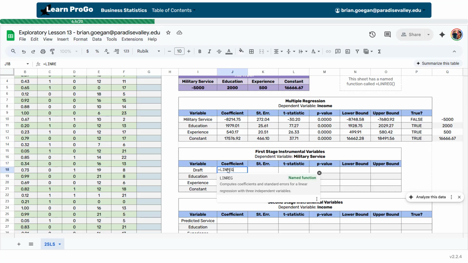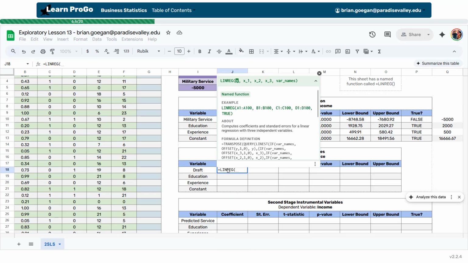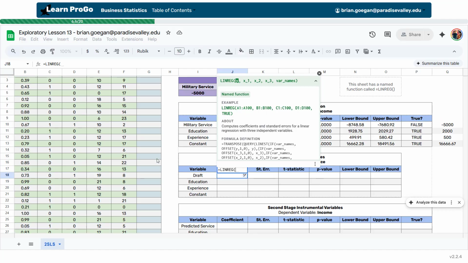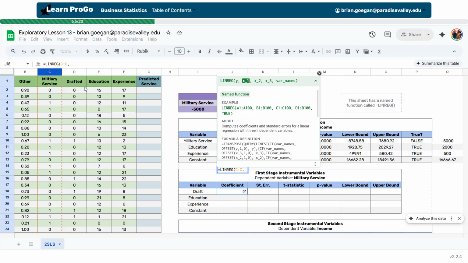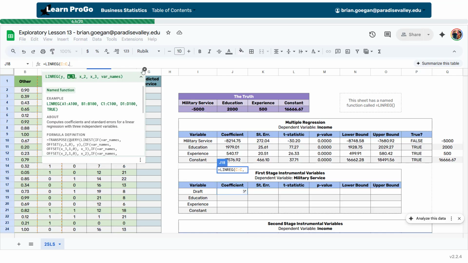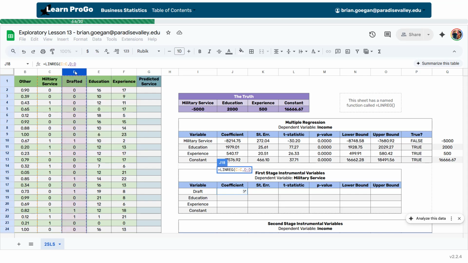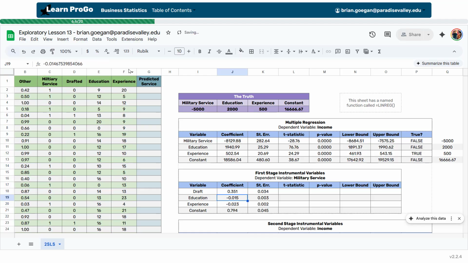So we're going to use linreg again. And now our dependent variable is not income, but military service. And we want to predict military service with education and experience. So the draft is the first one we want to put in, column D, and then education, and then experience. And that's the order they're in there. And then it's true, the first row is the variable name. So there we go.